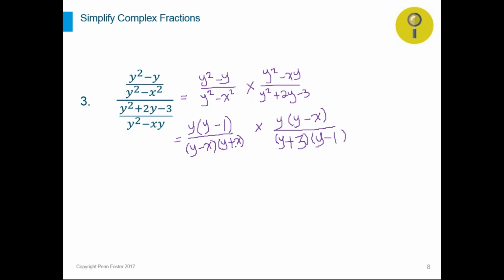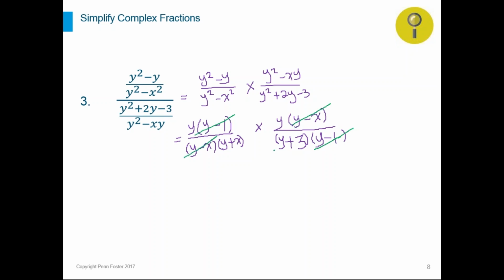Next, let's see if anything common that we can eliminate. Well, I see that y minus 1 on the top and y minus 1 on the bottom. That will cancel out. Okay. Oh, and I have y minus x and y minus x.